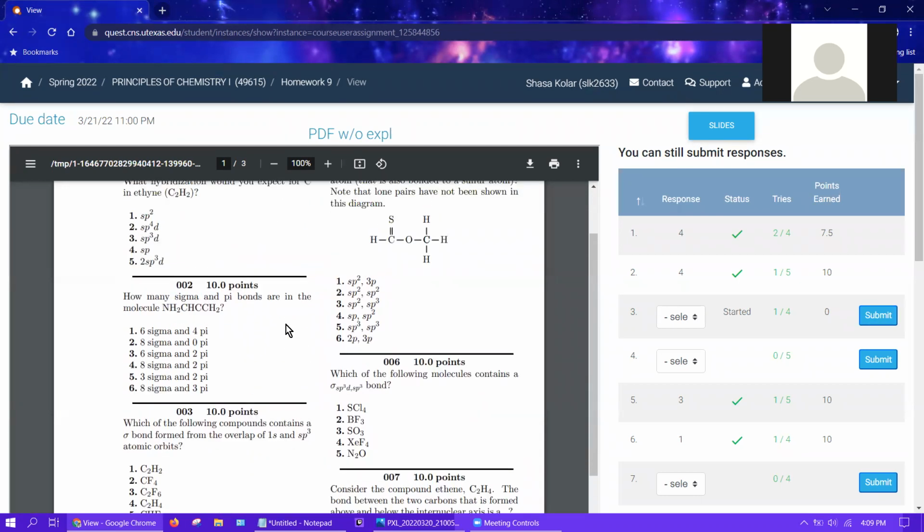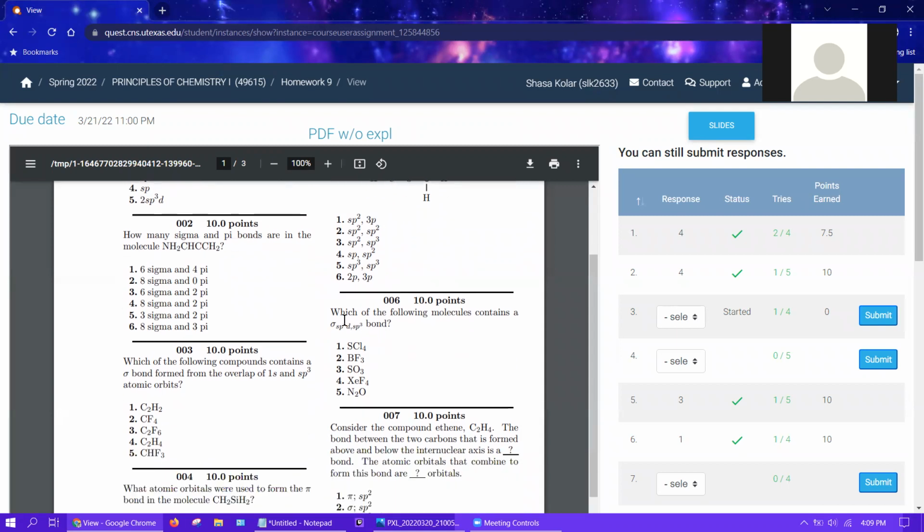Okay, got it. If you have any other questions, I'm probably gonna wrap up here. I was just gonna say I do need help with number 6. I know that some atoms, like xenon and fluorine, violate the octet rule. So is this not one?